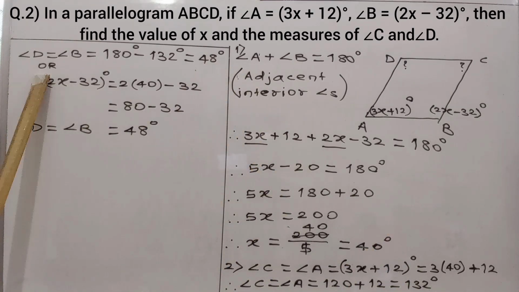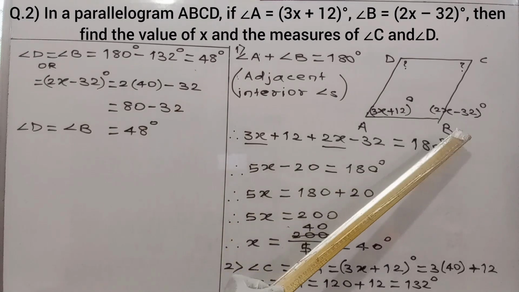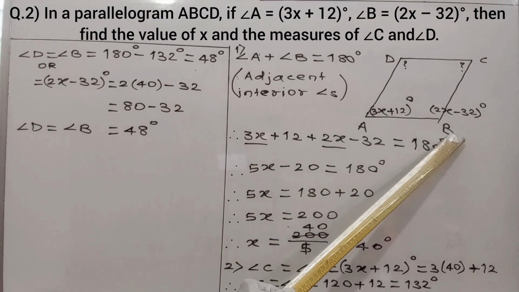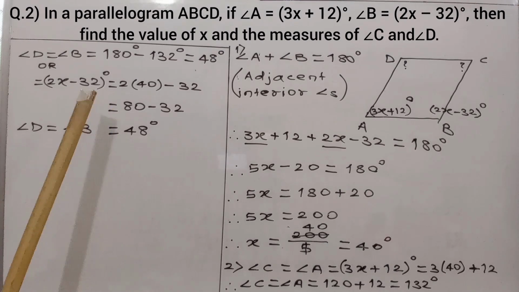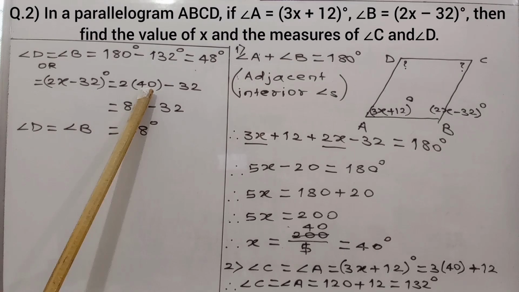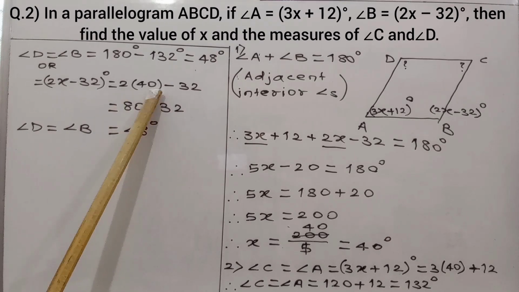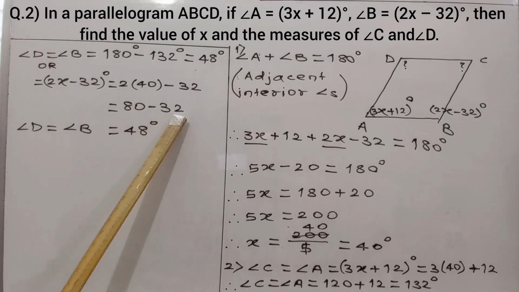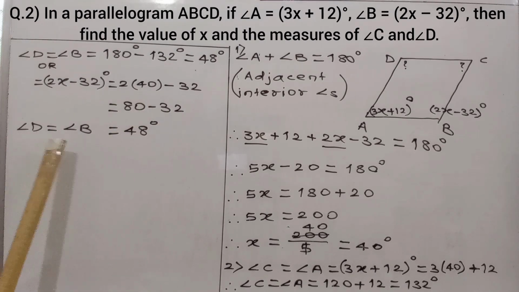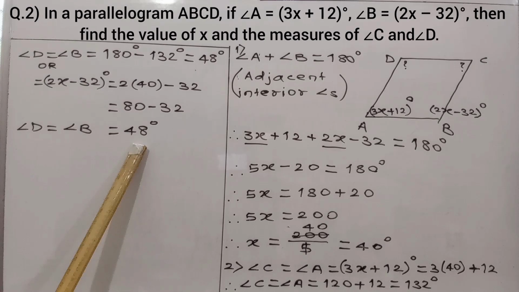Or we write this way also, because we know angle B is equal to 2x minus 32, and angle D and angle B are opposite angles. Opposite angles are equal in measures. So we put value of x, 2 into 40 minus 32. 2 into 40, 80. 80 minus 32. Therefore, angle D is equal to angle B is equal to 48 degree.